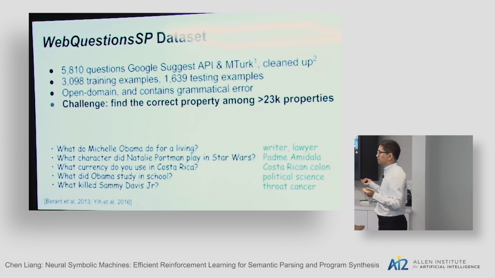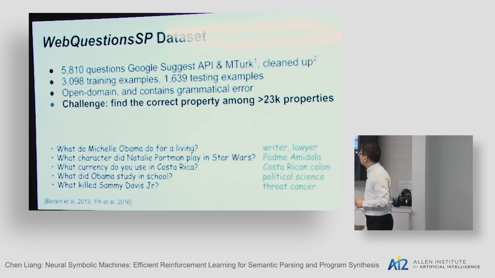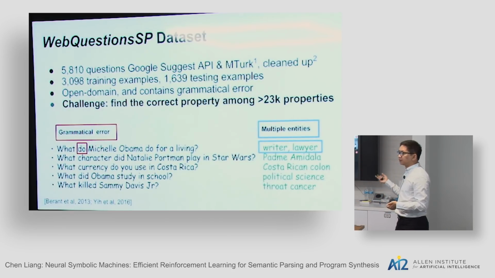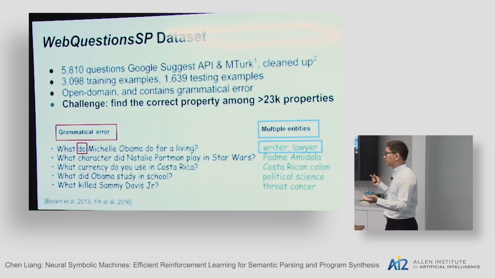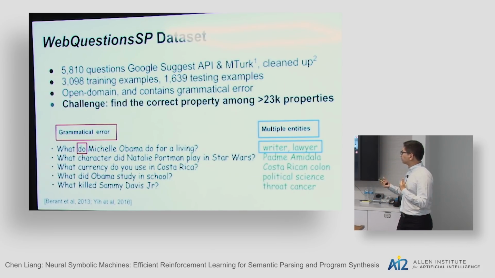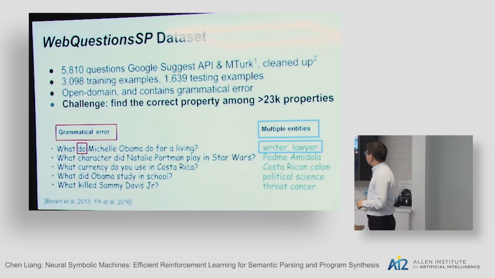First is WebQuestionsSP that contains around 6,000 questions collected from Google Suggest and then cleaned up by Scott E. The thing about this is, first, it is open domain. It contains grammatical errors, and also the answer could be multiple entities. The main challenge is, can you find the right property among, say, the large schema of 23,000 properties.